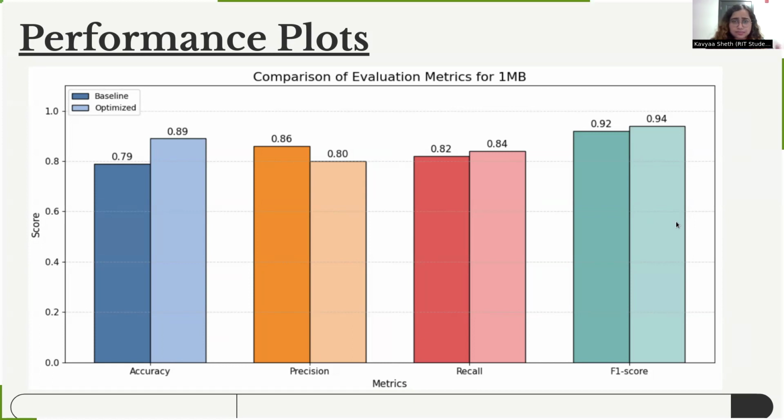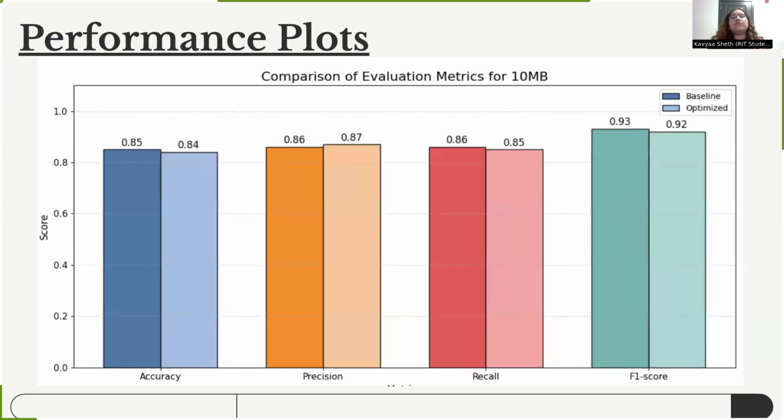And as you can see over here, the optimized version outperforms the baseline slightly. There is no major difference, but at least in accuracy, F1 score, and recall, the optimized version is better than the baseline version for 1 MB data. And for 10 MB data, they are nearly the same.